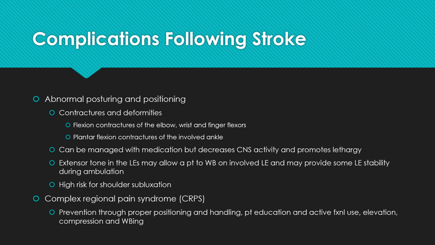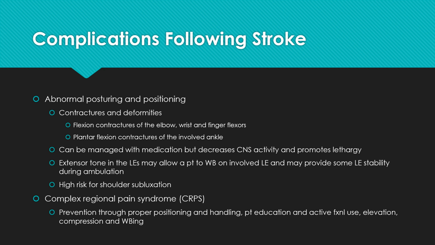Following a CVA, we see abnormal motor control, and this can result in abnormal positioning and posturing, which can cause contractures and deformities. Most commonly, we see flexion contractures of the elbow, wrist, and finger flexors, and plantar flexion contractions of the involved ankle. The abnormal motor control and increased tone that typically causes these can be managed with medication, but that medication decreases central nervous system activity and promotes lethargy, which can make it difficult to work with patients, especially for therapy sessions.